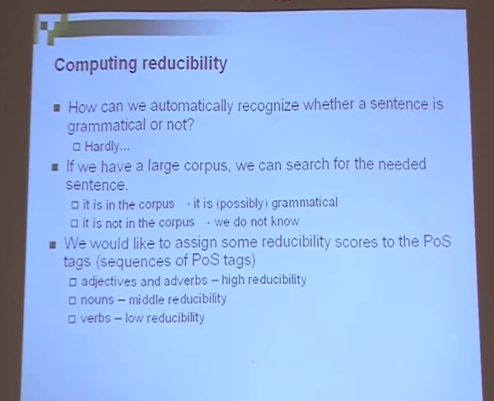However, we would like to assign some score to every part of speech tag, for example, or every segment of part of speech tags, some score which says whether this part of speech tag is reducible or not, or how much it is reducible. For adjectives and adverbs, we would like to have very high reducibility because they are leaves in the trees. For verbs, we would like to have very low reducibility. Nouns can somewhere be reduced because they are leaves. Somewhere they cannot, if they have some modifiers, for example, adjectives, and so on.